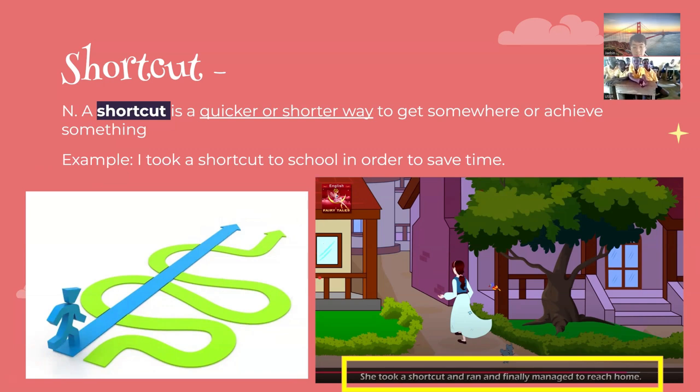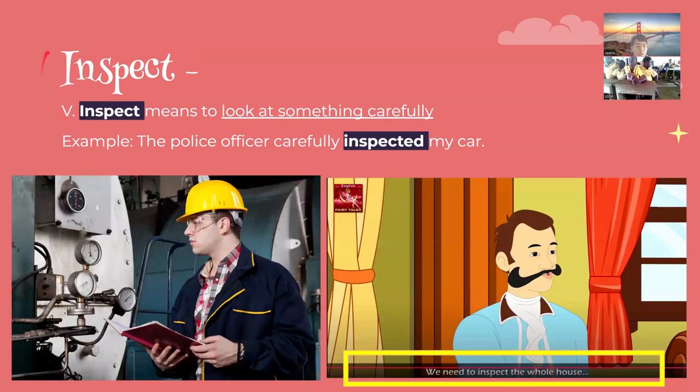On the right, it is used in the story as Cinderella took a shortcut and ran and finally managed to reach home. So Cinderella here in the picture is taking a shortcut to her house because she thinks that it is a faster, quicker, and shorter way to reach her home. So that was shortcut.